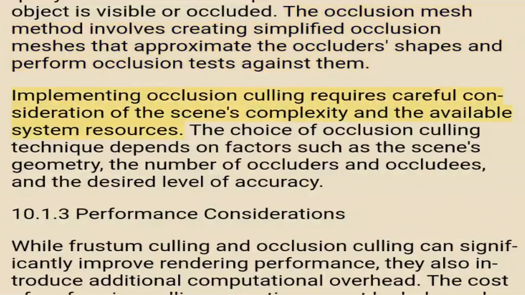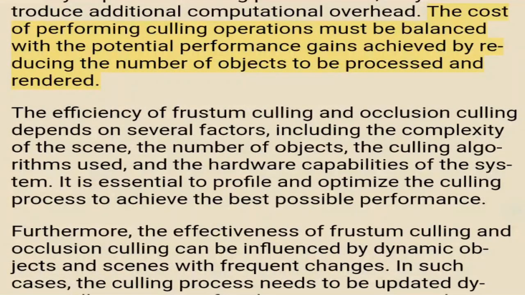Implementing occlusion culling requires careful consideration of the scene's complexity and the available system resources. The choice of occlusion culling technique depends on factors such as the scene's geometry, the number of occluders and occludees, and the desired level of accuracy. 10.1.3 Performance considerations. While frustum culling and occlusion culling can significantly improve rendering performance, they also introduce additional computational overhead. The cost of performing culling operations must be balanced with the potential performance gains achieved by reducing the number of objects to be processed and rendered.